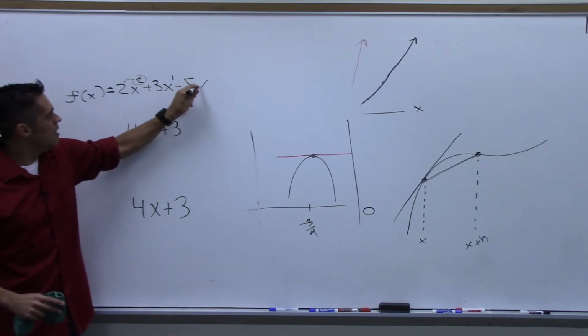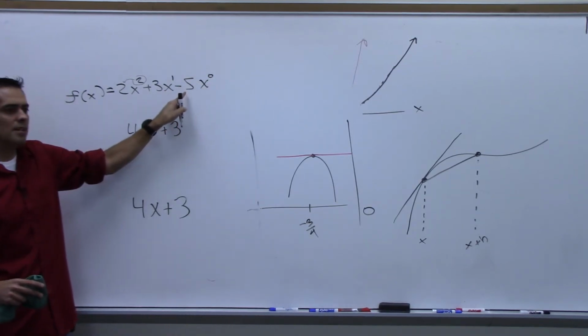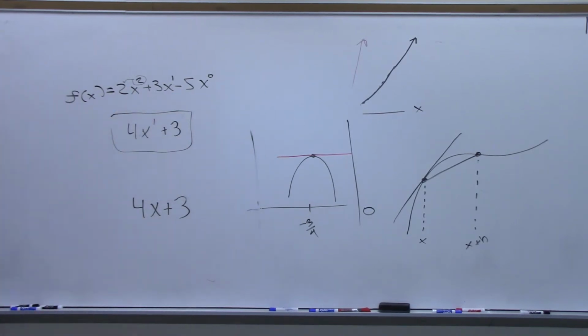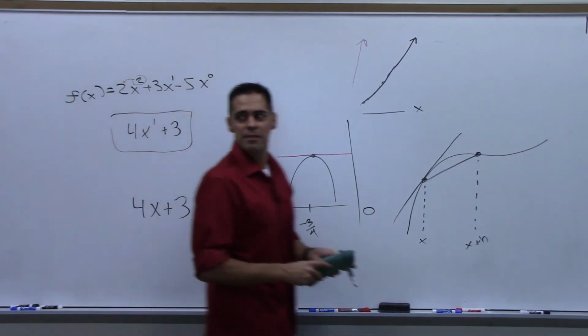Okay, what's x to the 0? Bring the 0 down. 0 times negative 5? 0. Oh, that's the same thing. That's it. That's called the power rule for derivatives.